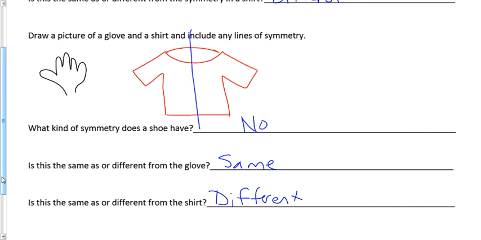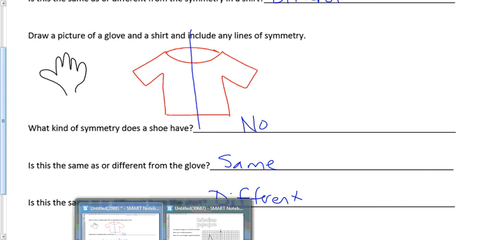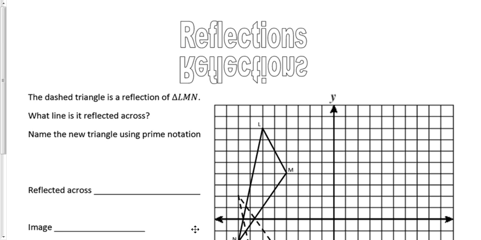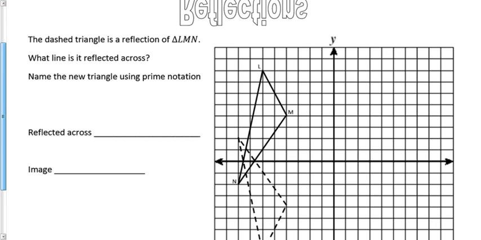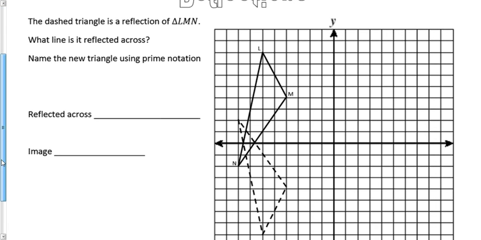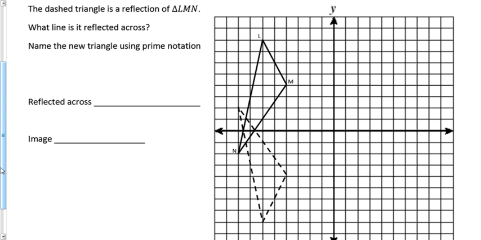So moving on to our next topic, we are now talking about reflections. And a reflection is demonstrated right at the top of the page. A reflection is something that's been reflected over. So when you look in a pond and you can see those trees kind of reflected in the water, that's a reflection. When you look at yourself in the mirror, that's a reflection. So we're starting out with the dashed triangle. So we have this triangle that's dashed. That is a reflection of triangle LMN. So if I took LMN and reflected it about something, I would end up with the dashed triangle.